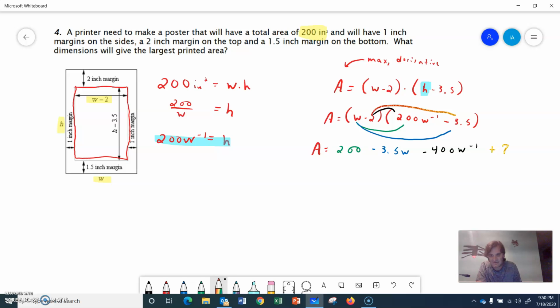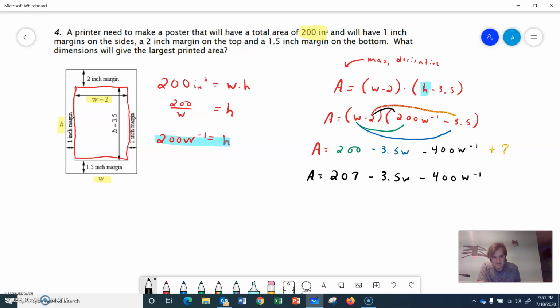Positive 7. Negative 2 times negative 3.5, so that should be 2 times 3.5, which will be just 7. Okay, we'll get back to normal colors now, and we'll clean this up a little bit. A equals, looks like 207 when we combine like terms, minus 3.5W minus 400 W to the negative 1. And I'm going to double check myself real quick. I believe this is all good.